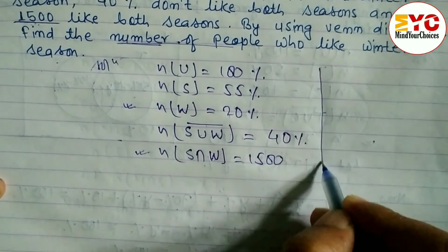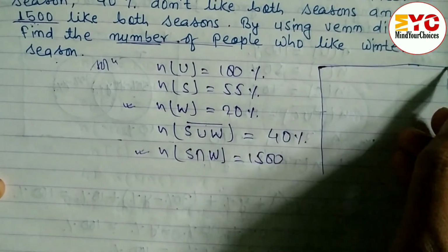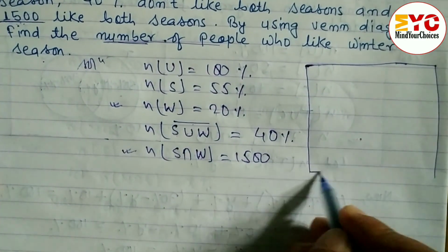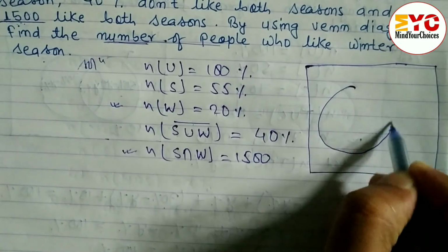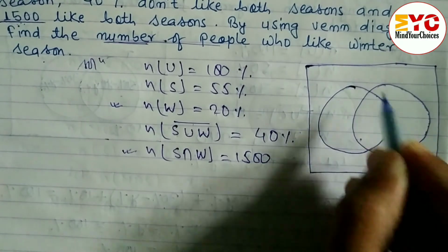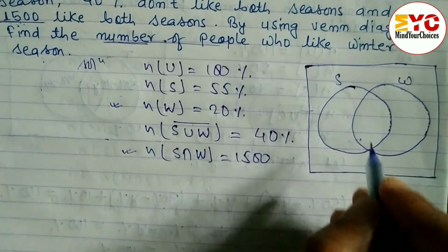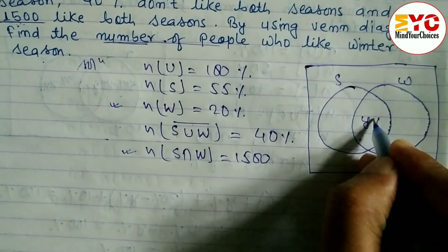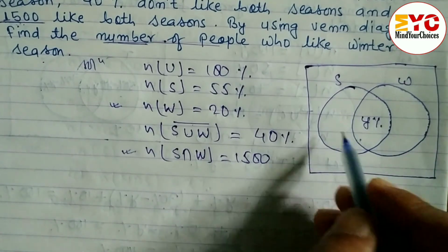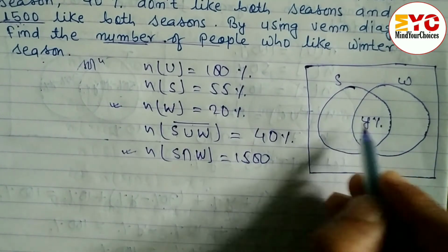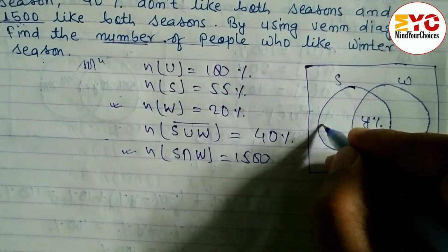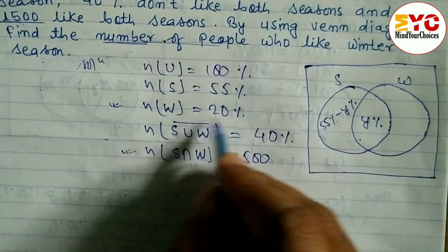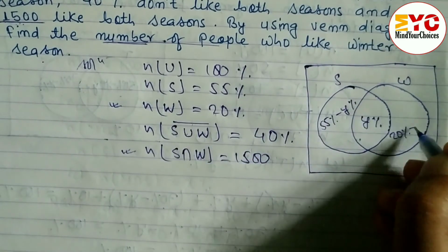So first of all, let's draw the diagram, because according to the question we have to use a Venn diagram. You can use a formula also. This one is for summer and this one for winter. Here the intersection is given, but we let it be y percent, because we have to find it in percentage. Don't write 1500 here. Now Ns is equal to 55, so we can write 55% minus y percent. Similarly Nw is equal to 20%, so we can write 20% minus y percent.